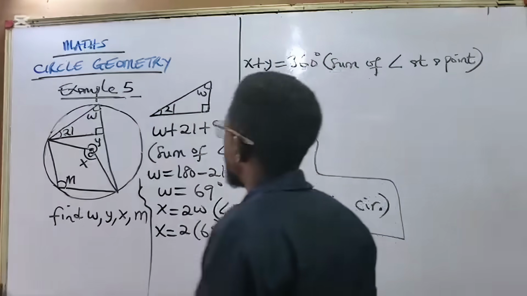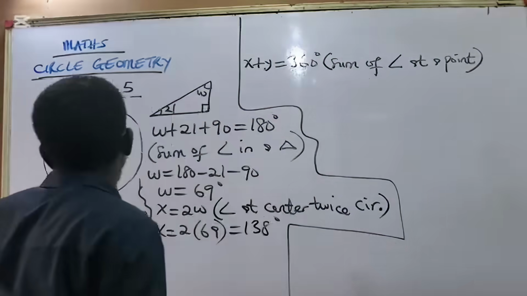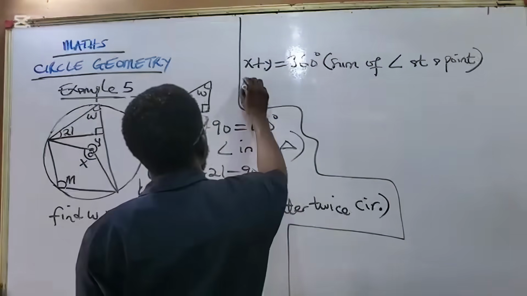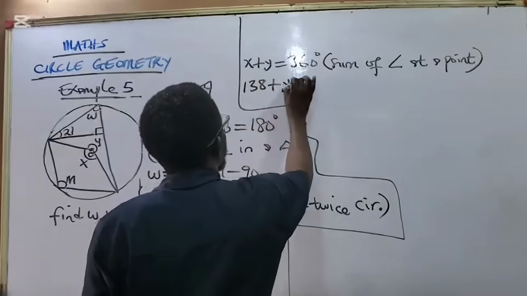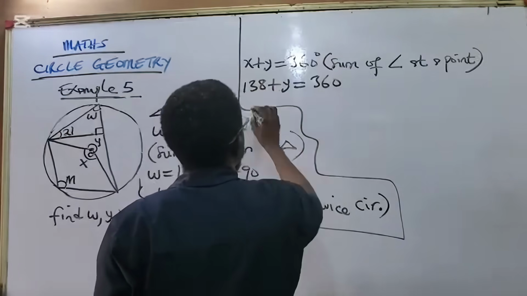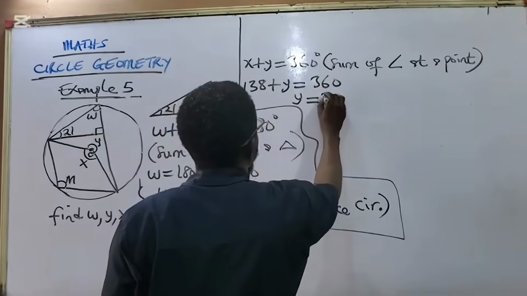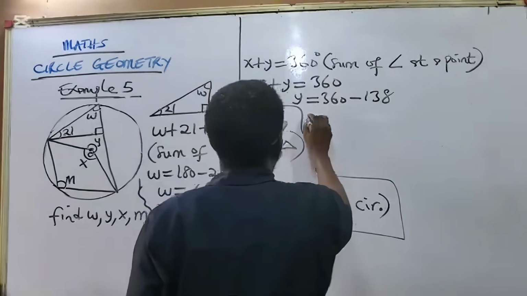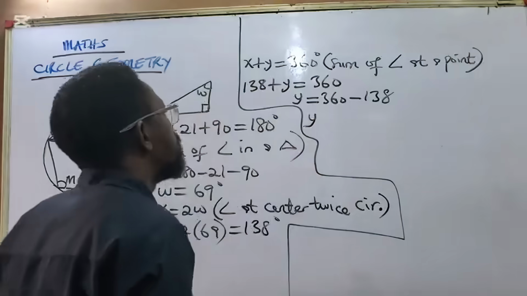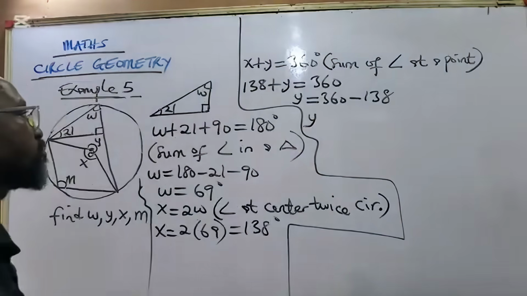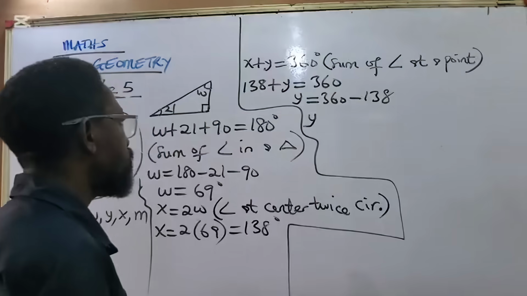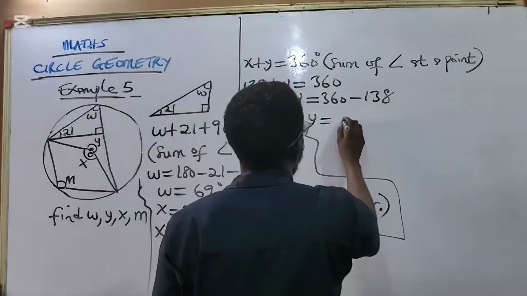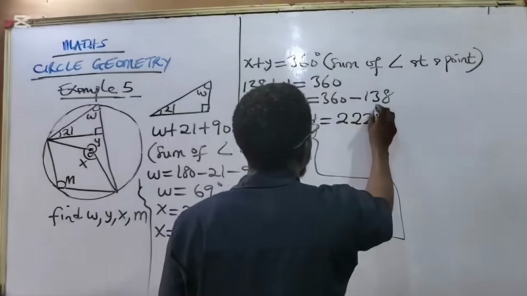So now that I know that one, the next thing I will do now is to substitute the value of X, which is 138, plus Y, that will be 360. To get the value of Y, I subtract 138 from what? 360. That will give us what? 222 degrees.